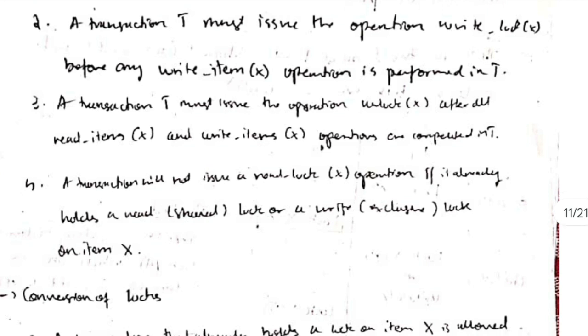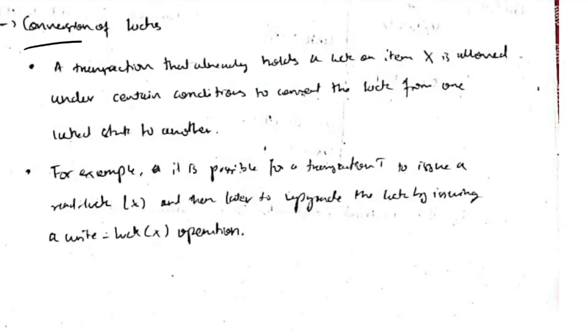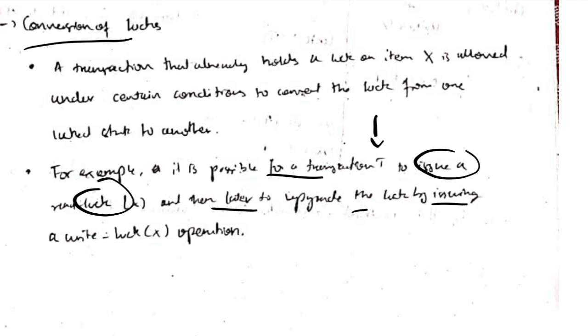The third rule is that if a transaction issues the unlock operation, it should do so after all the reads and writes are done. And a transaction will not issue any read lock operation if it already holds a read or write lock. So only one lock for one process. The locks can be converted under certain conditions. For example, it is possible for a transaction T to issue a read lock and then later upgrade to a write lock by issuing a write lock.